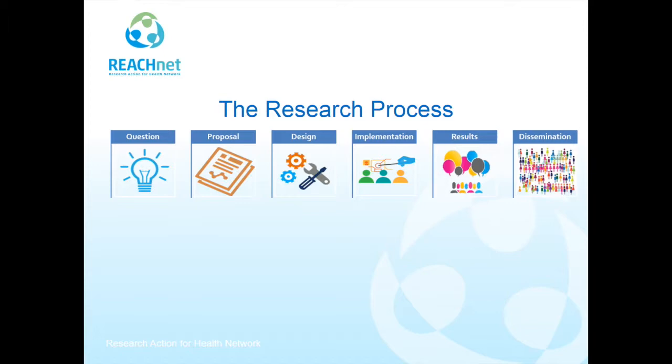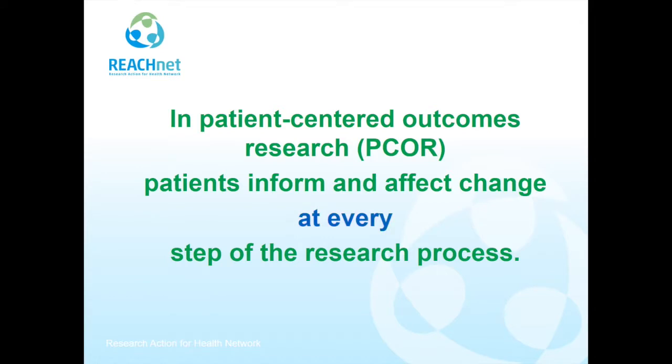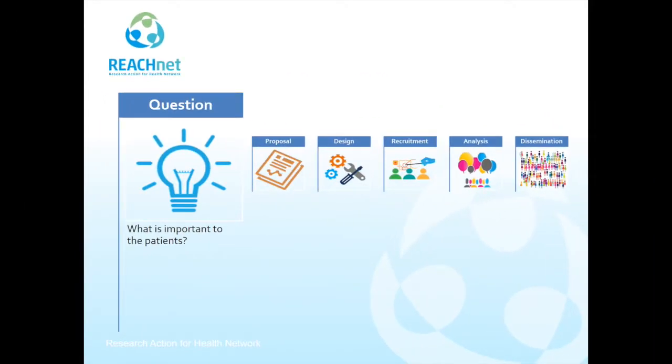In patient-centered outcomes research, patients inform and affect change at every step of the research process. We'll now go through how patients do this in each of these steps. First, we determine the research question. When patients are involved in defining the research question, it ensures the topic studied is relevant and important to us.